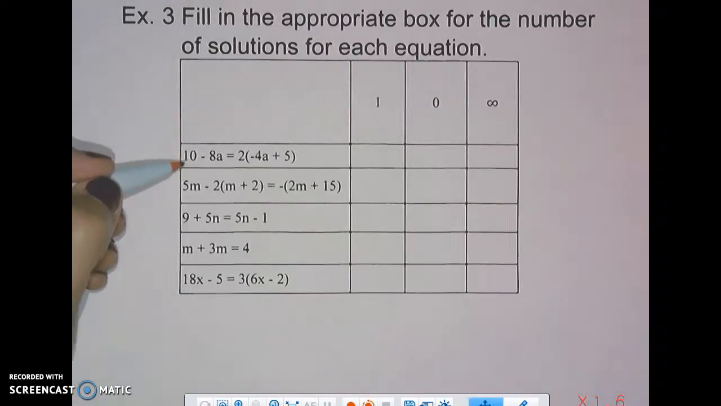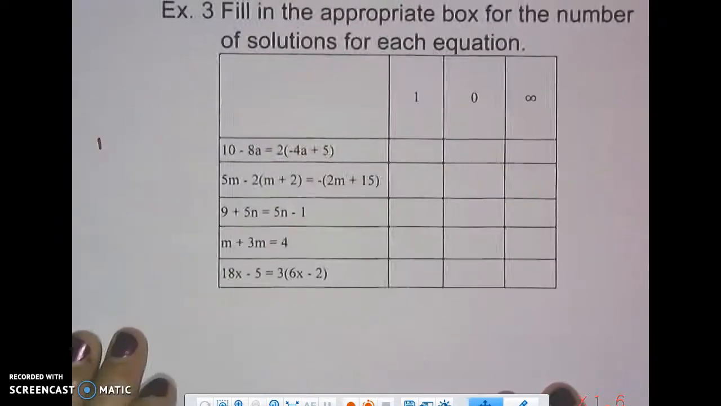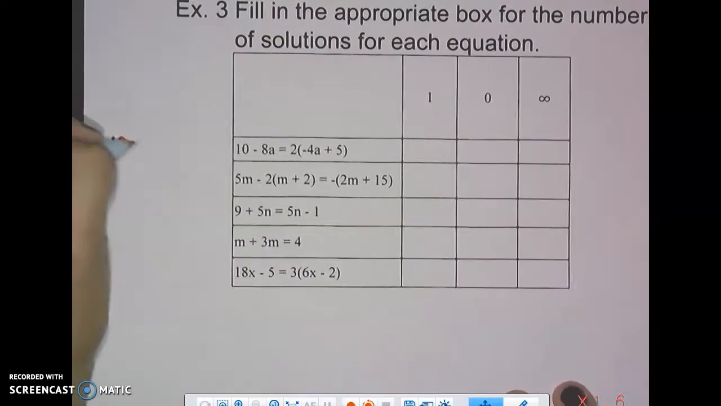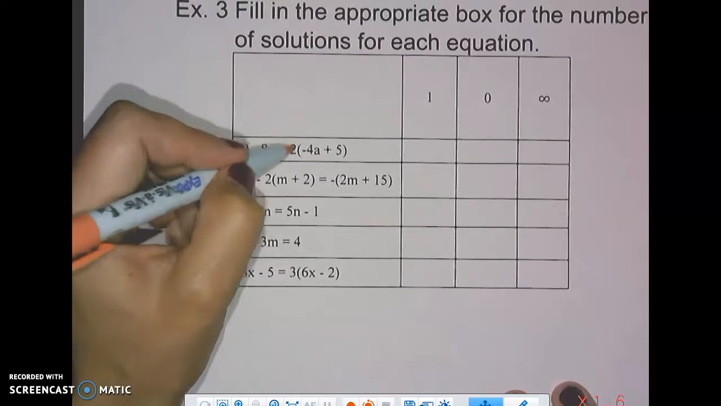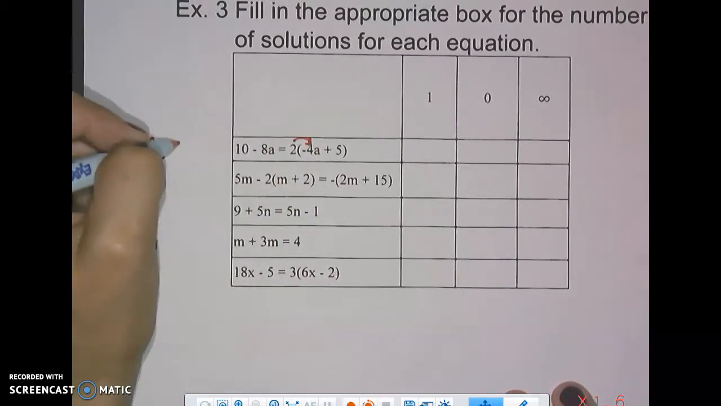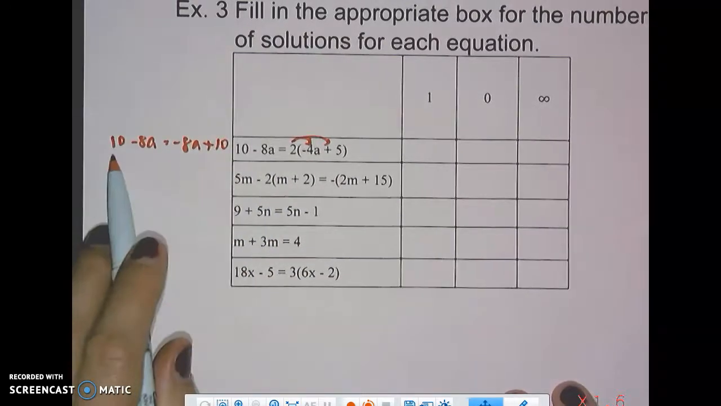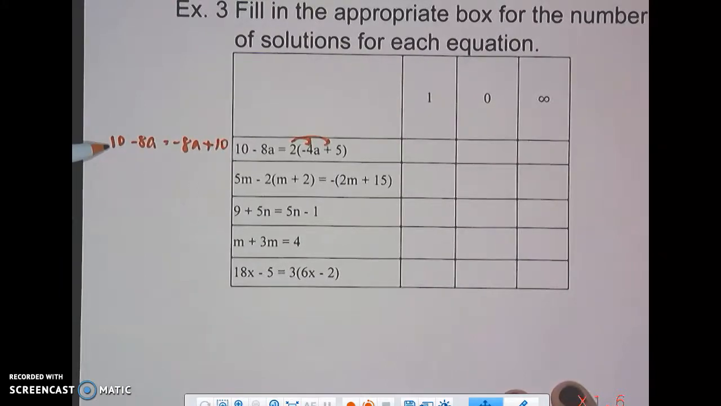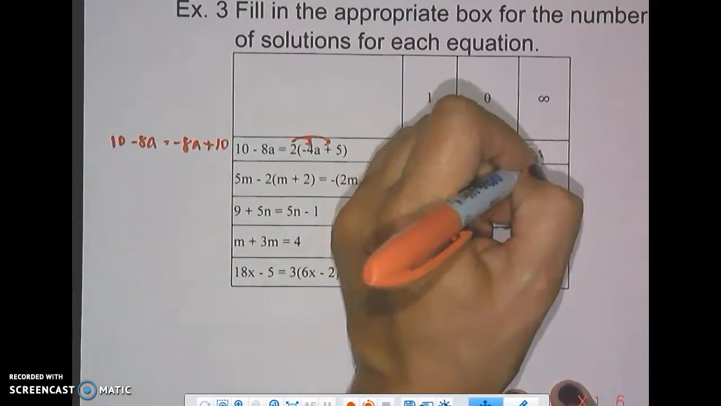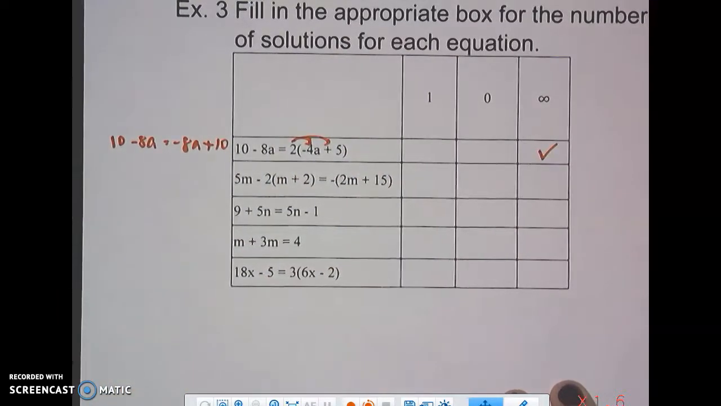So here, if we have 10 minus 8a equals 2 times the quantity negative 8a plus 5, that 10 minus 8a stays the same. On the right-hand side, when we distribute, we're going to get negative 8a plus 10. So they don't look the same if you just glance at them, but if you look a little closer, 10 minus 8a and negative 8a plus 10, are those the same thing? Yeah, the a's have a coefficient of negative 8 and the constant is 10. So that means we're going to have the same thing on both sides, infinite solutions as our answer.